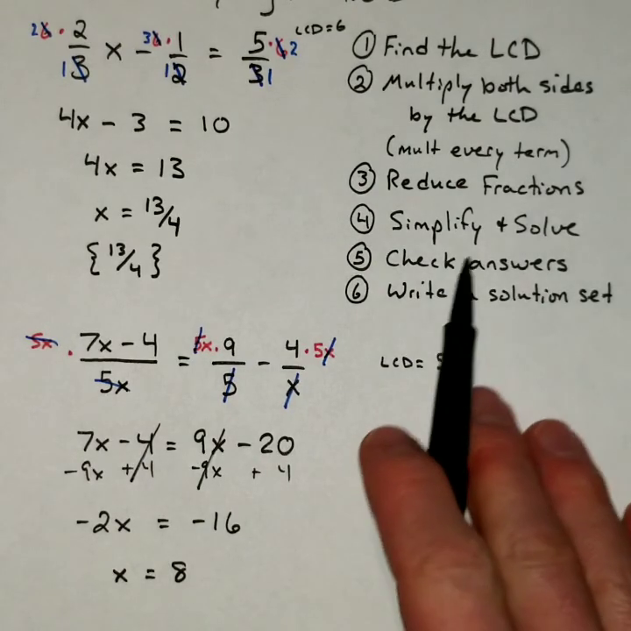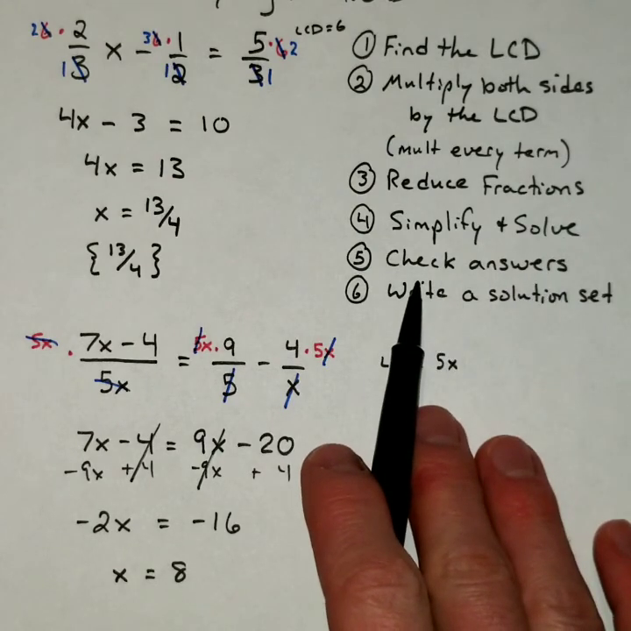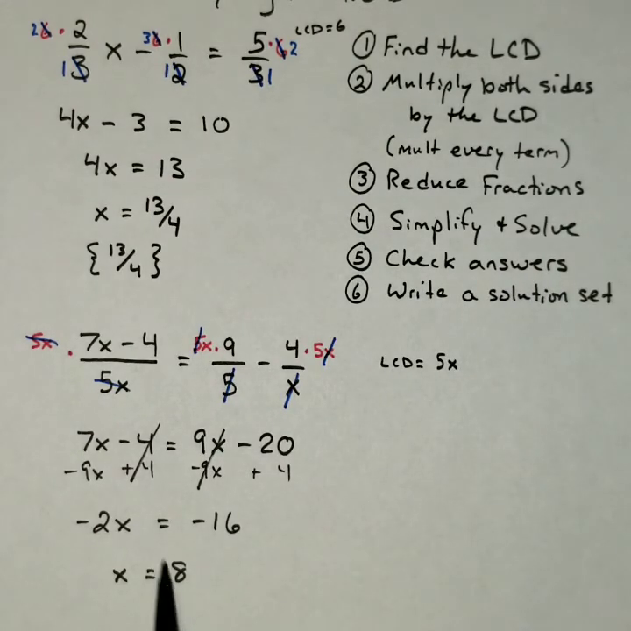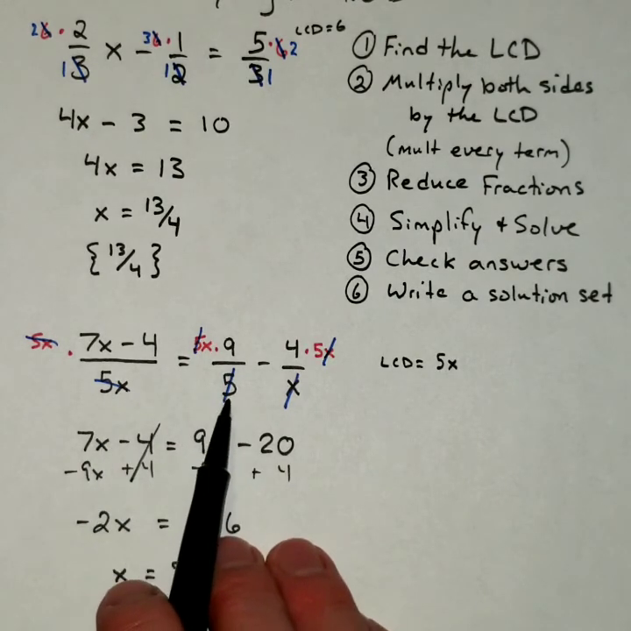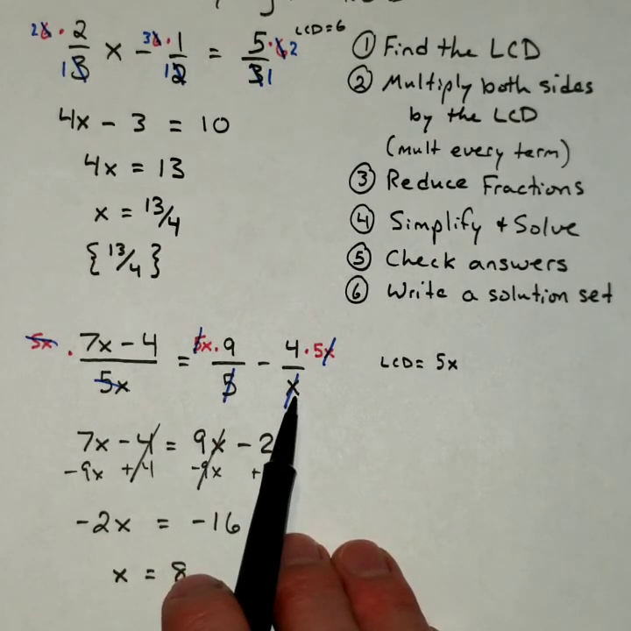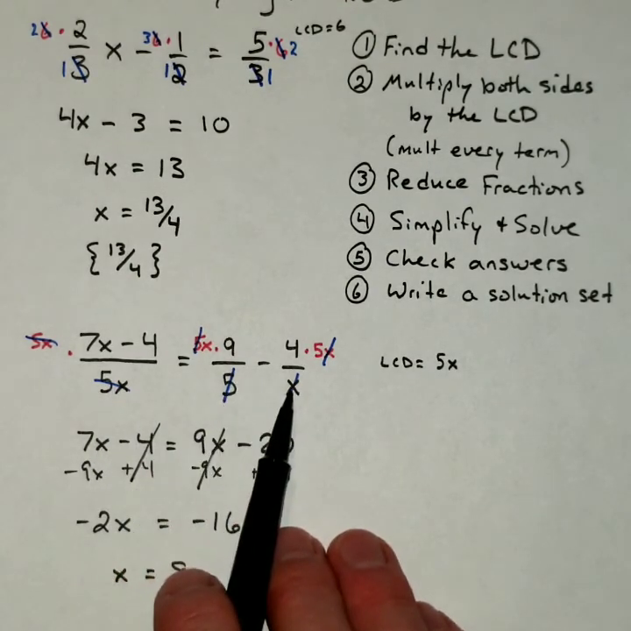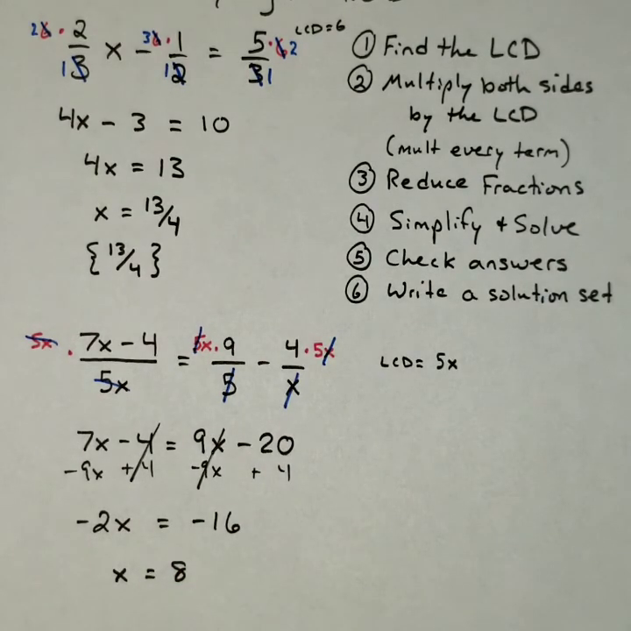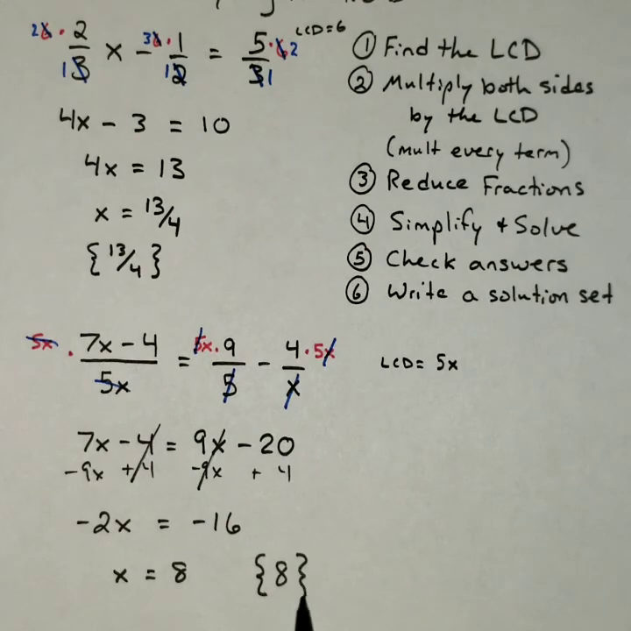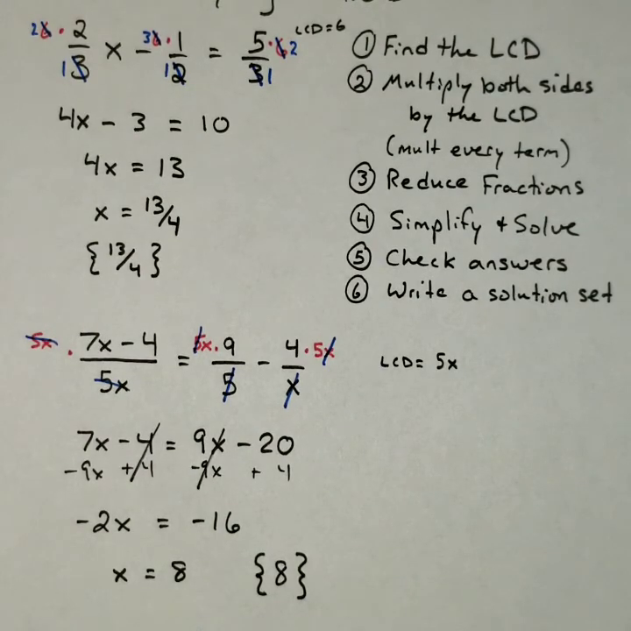Now, here's where we want to make sure to check our answer. If I take this 8 and plug it into the denominators, I get 5 times 8, which is 40. That one doesn't have an x. This one is just an 8. As long as none of those denominators are 0, I'd say we're fine here. And this is a good answer. So my final step is the solution set, which is the set containing 8. Okay. In the next video we'll talk more about checking our answers and seeing what happens when we get a problem.